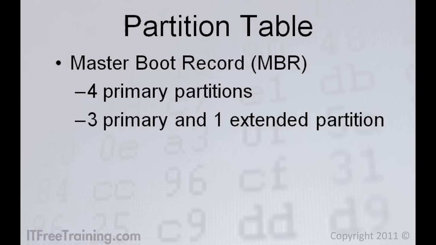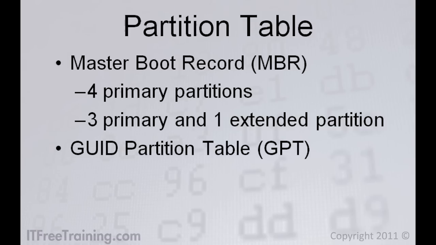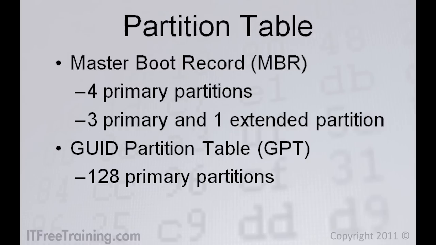to 26. In the real world, unless you need more than 4 volumes on one hard disk, which is unlikely, I would not worry too much about primary and extended partitions. These partition schemes go back to the MS-DOS days. If you create the new style of partition table called GUID partition table, or GPT, you can create 128 primary partitions.